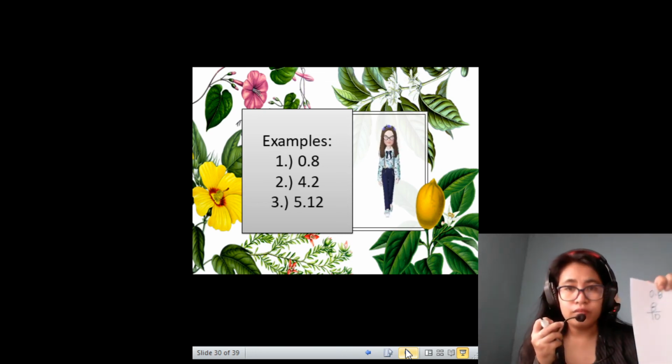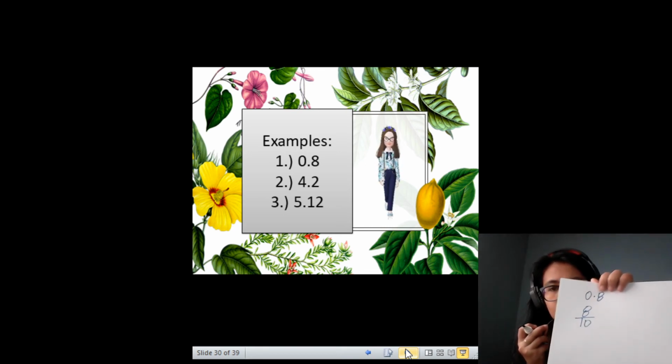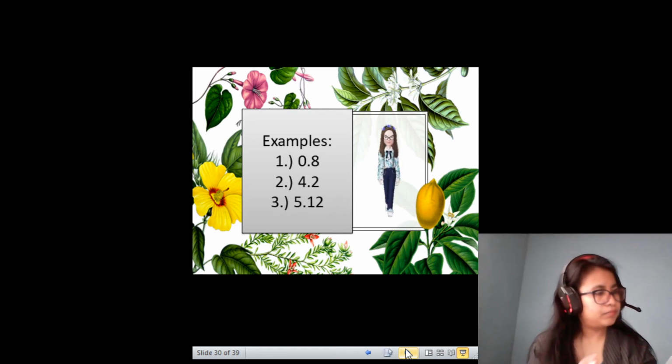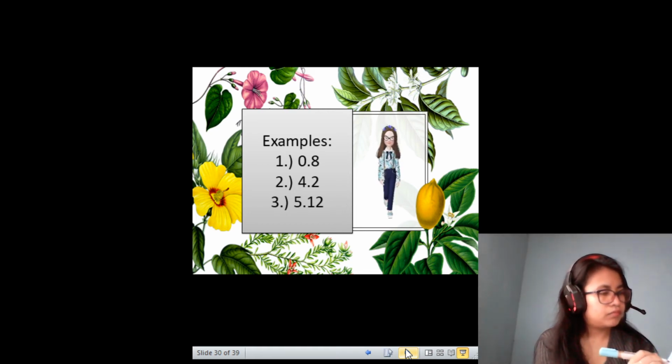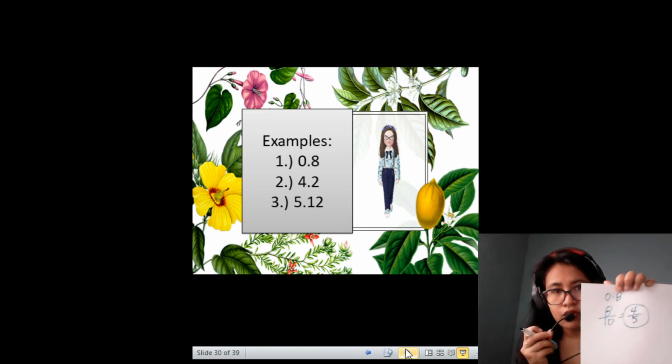In fractions, we always simplify if it is possible. 8 over 10 can be simplified by dividing both by 2. So 8 divided by 2 is 4, and 10 divided by 2 is 5. So your answer will be 4 over 5. Okay, that's how you change it.